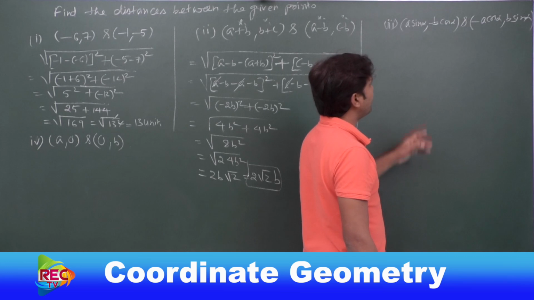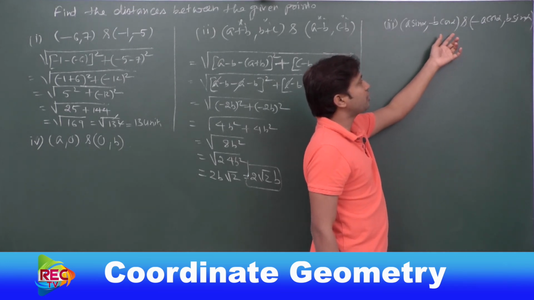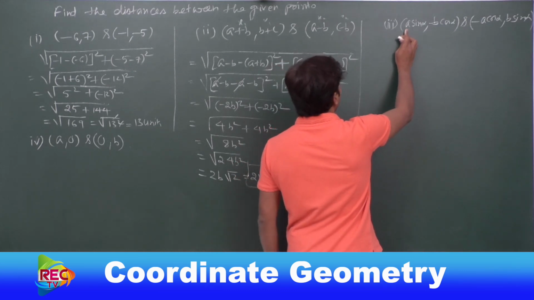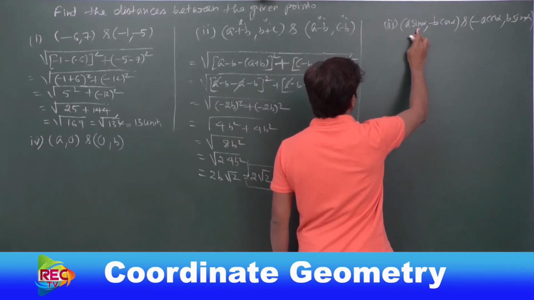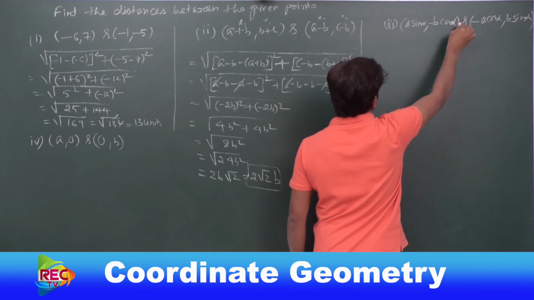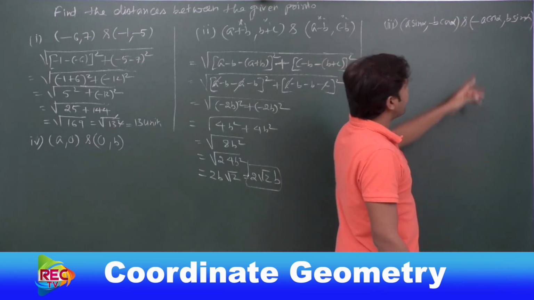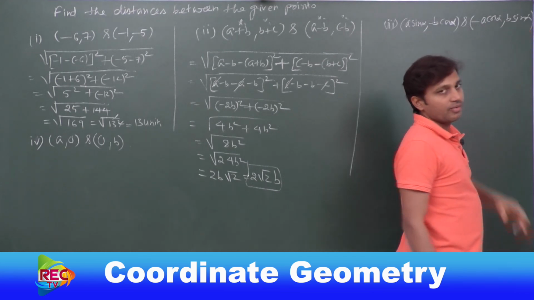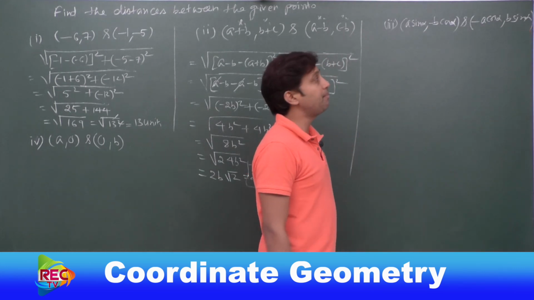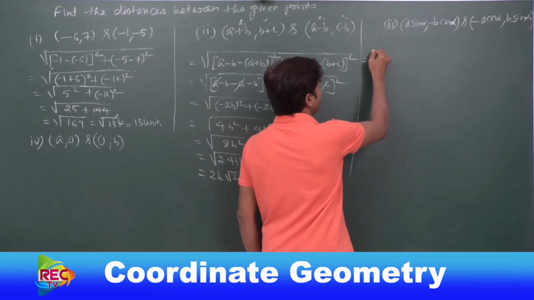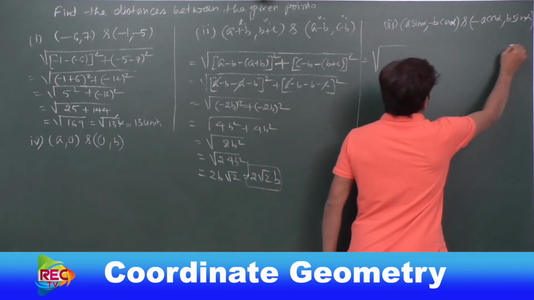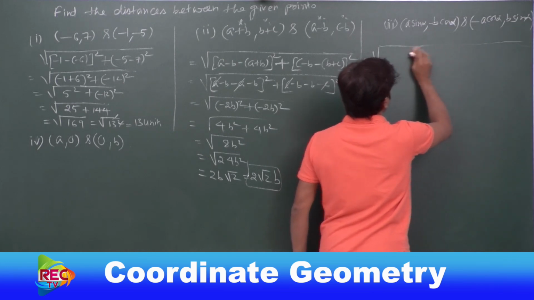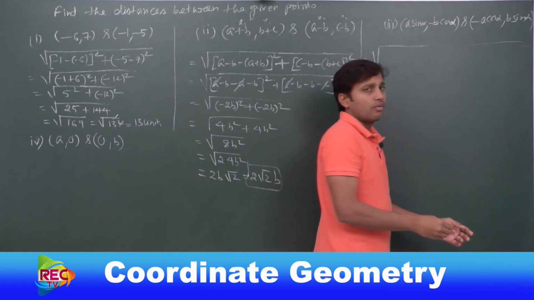Here you can observe that trigonometric ratios are also involved in the given coordinates. The first point would be (a sin alpha, minus b cos alpha). And the second one is (minus a cos alpha, b sin alpha). We need to find out the distance in between those two. So how to find it out? Just see. Substitute them in the distance formula. What is the formula?